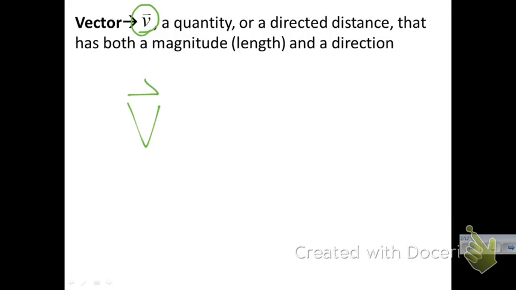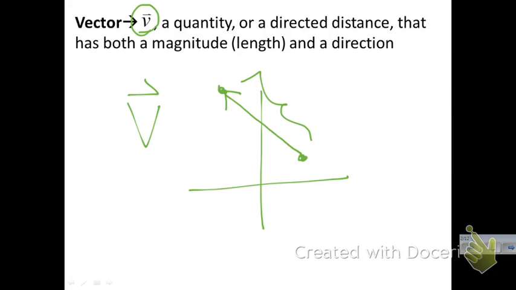This is a quantity that has a directed distance, that has both a magnitude and a direction. So on a coordinate plane, you can draw a vector. It has an initial point and an ending point. It stops right there. So that's how we know it has a distance. And then the direction, because of the arrow here, tells us what direction it is going.